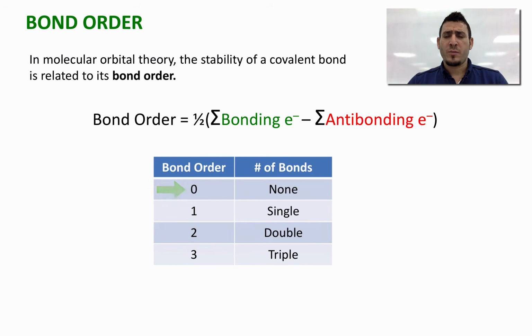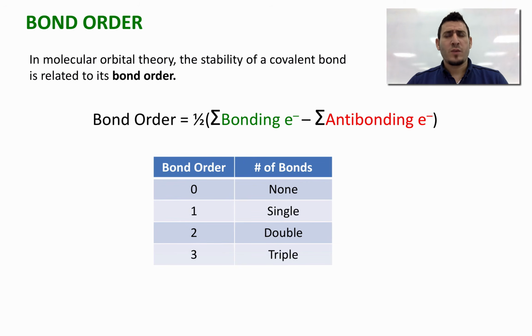Now, if the bond order is equal to 0, it means the bond cannot form. If the bond order is equal to 1, it means I have a single bond. If the bond order is equal to 2, it means I have a double bond. And if it's equal to 3, I will have a triple bond.